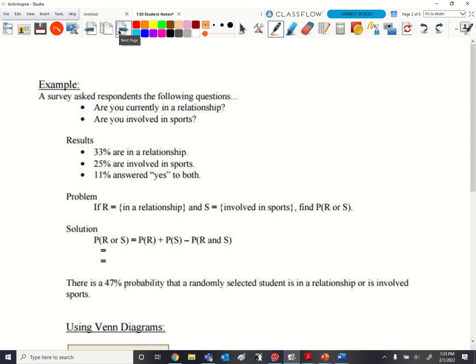So this one right here says, a survey asked respondents the following questions. Are you currently in a relationship? Are you involved in sports?